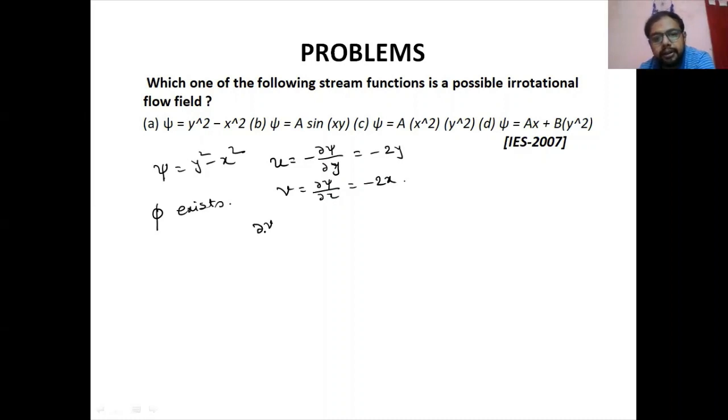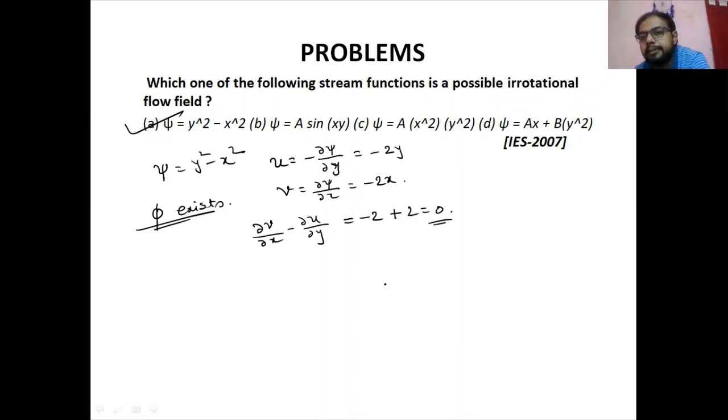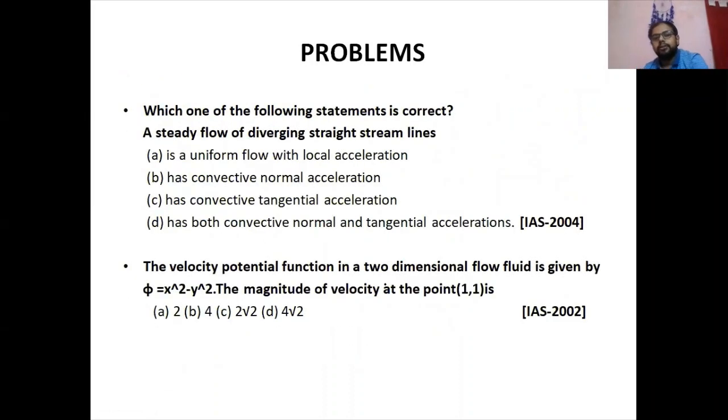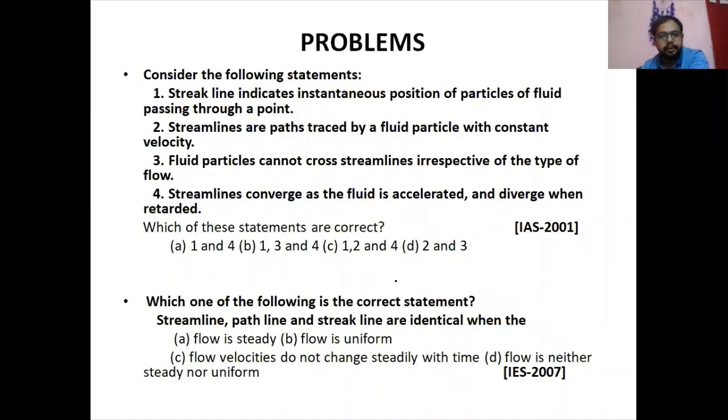Now here dv/dx minus du/dy. dv/dx is minus 2, minus of du/dy is minus of minus 2, so plus 2. So there is a possibility of phi existence. This is the answer. The second, you can verify. The third, you can verify in a similar manner. One by one, you can verify it. So after this verification, you can tell me.